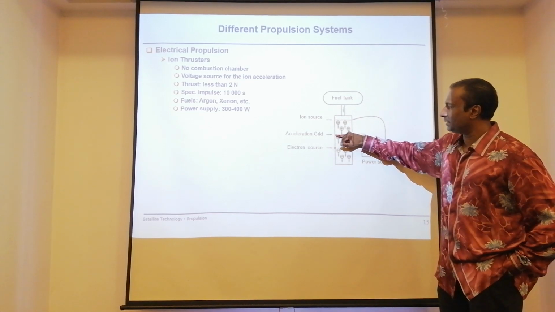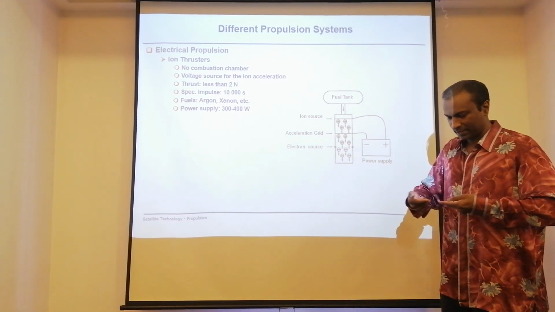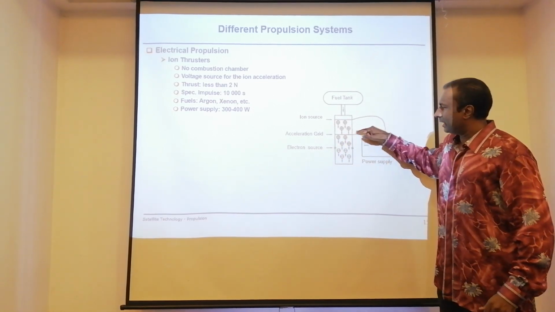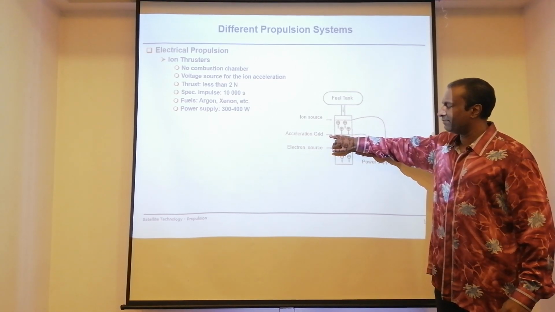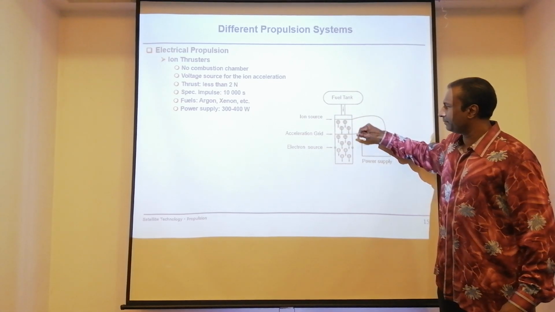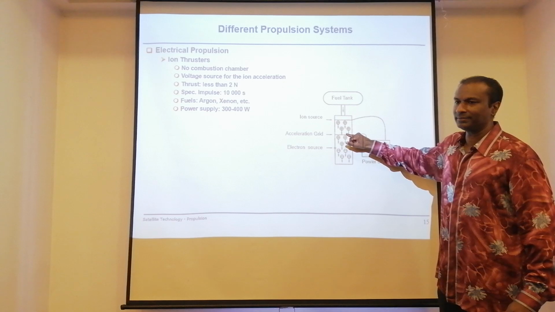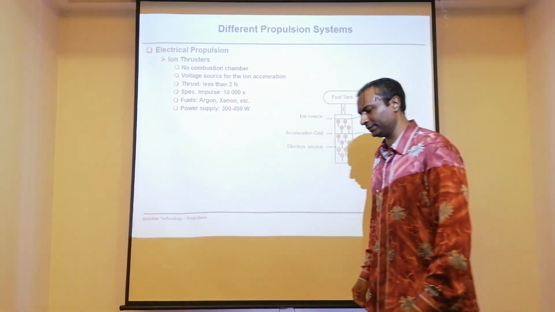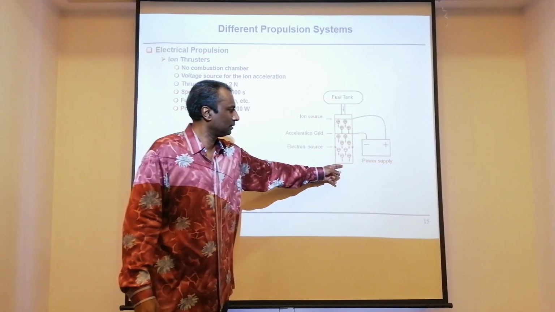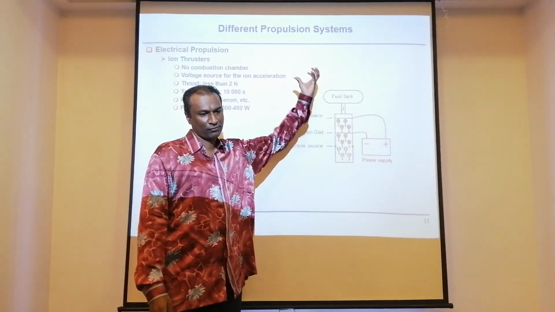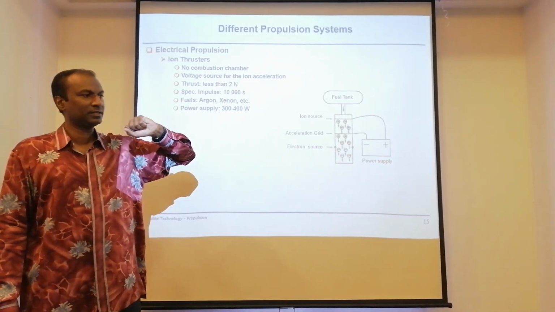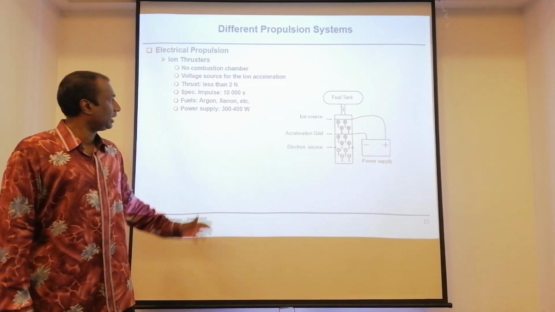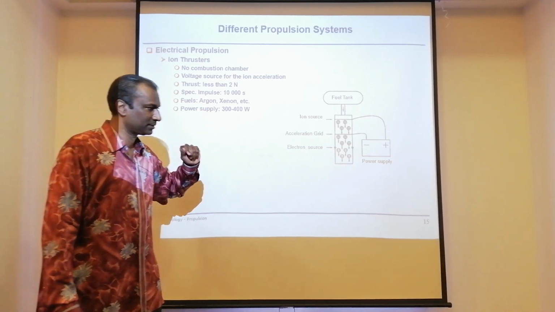So what exactly happens? There is a guide here. Guide means it's just like a chamber, like a lane, and this would be a negative grid, and you have a positive grid. The ions are attracted to this grid, and it then pumps the gas back out. That gives you a thrust, and your rigid body can move up. So it's a very interesting option when you want to look at interplanetary missions. Argon gas is normally used as a fuel, or xenon gas.